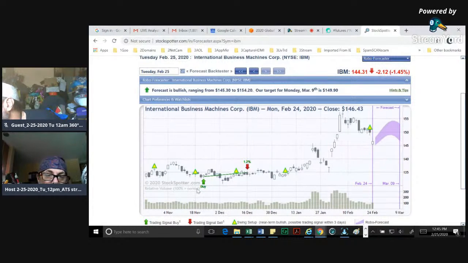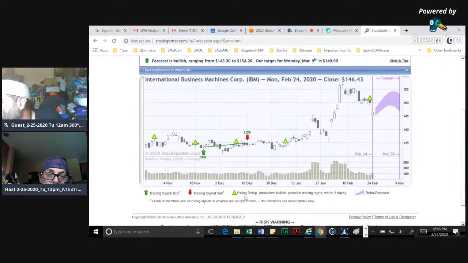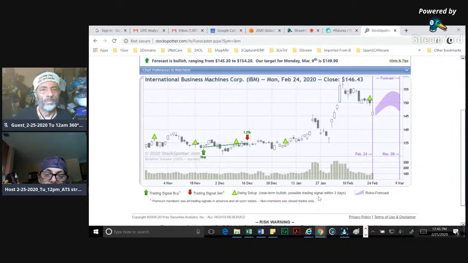To sell. Right there at the buy in November, after November 18th, you see the up buy for IBM, George? And the sell at 1.2%, the red down arrow. Yes, and he makes it very simple for somebody to go in and type in a symbol and click one thing and see it. So I like this simplicity and the confidence building for the public. And then he has that swing set up, near bullish, possible trading signal within 3 days. Right. Simple reading of his chart.